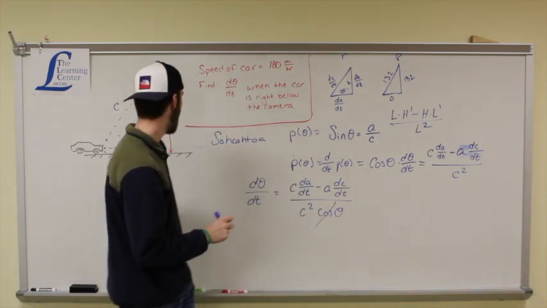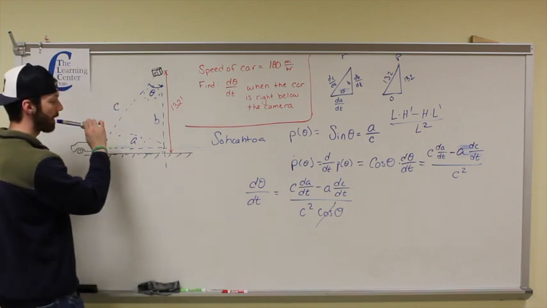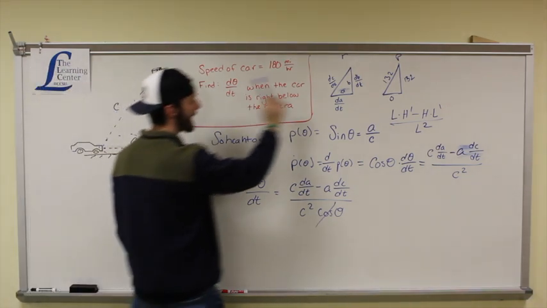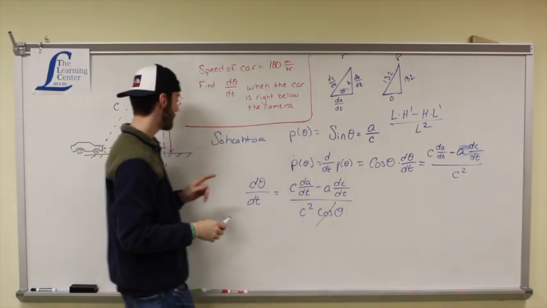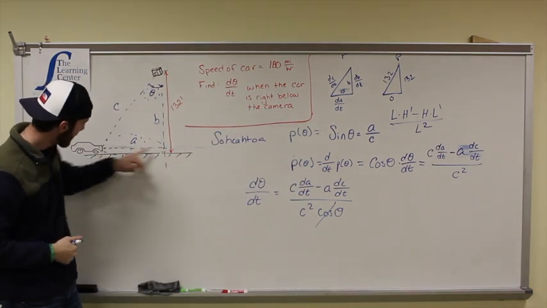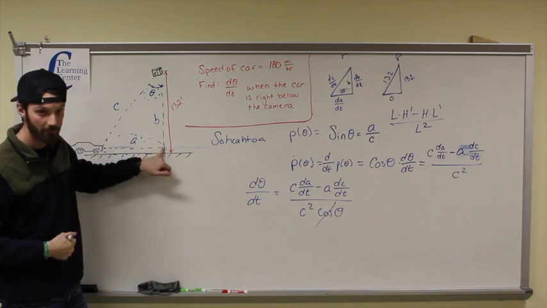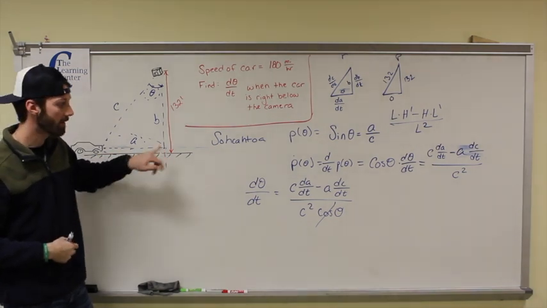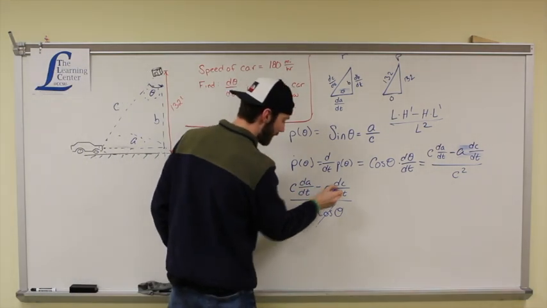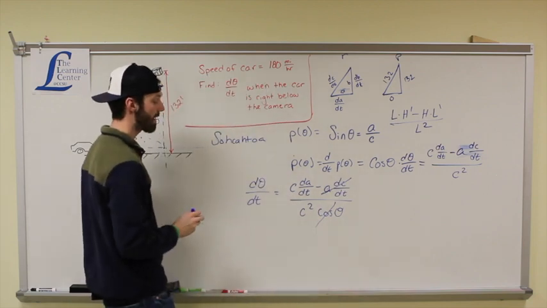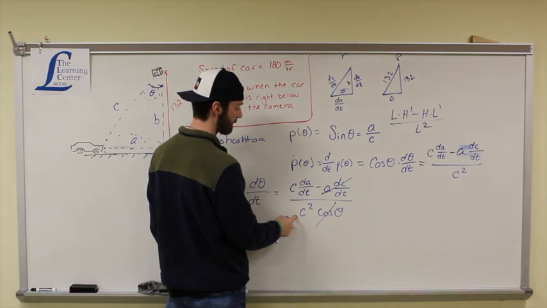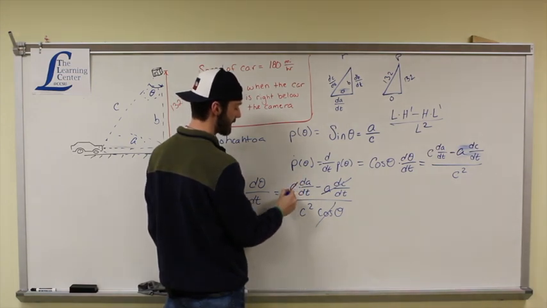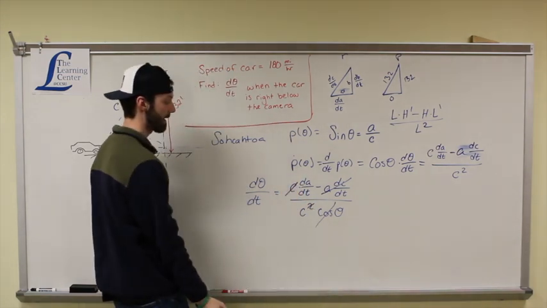We also know that this length A, you can see we labeled our triangle A, is 0. Right when the car is here, this length from the car to the finish point is right on top of each other, so the length is 0. This is 0, that goes away. So all we have left to fill out is C, dA/dt, and C squared. This C is going to cancel with one of the exponents there.